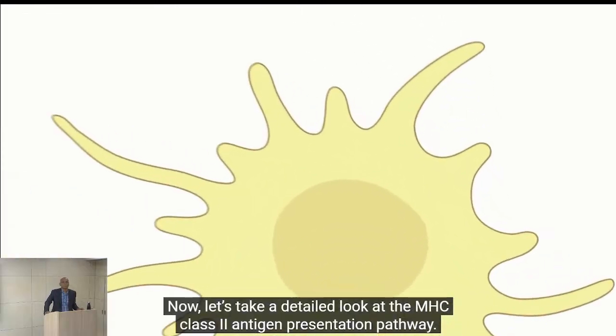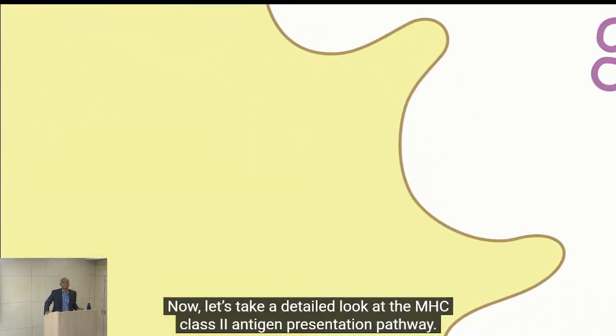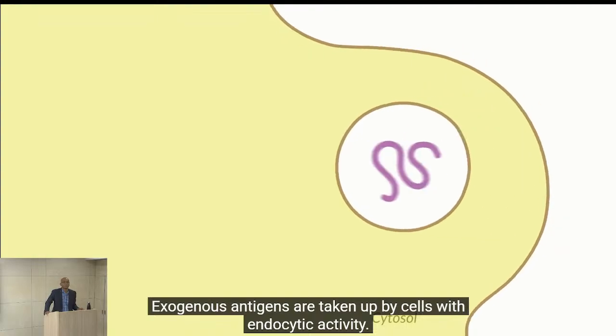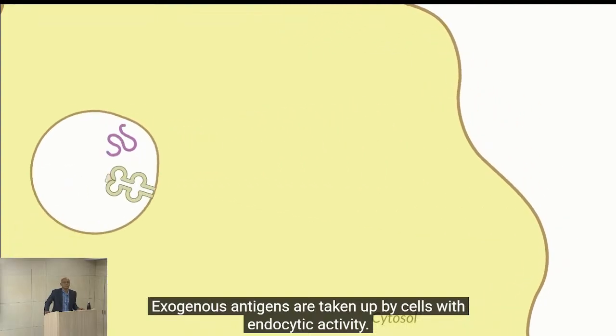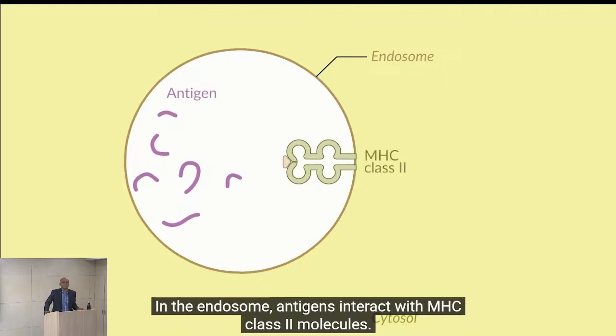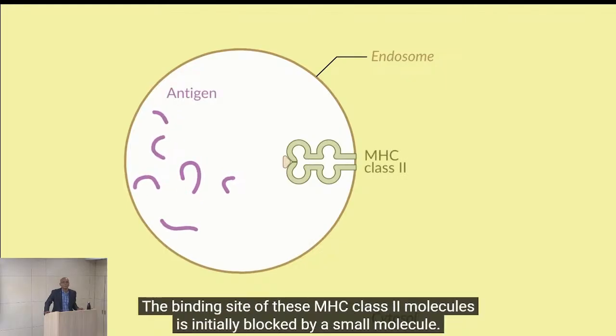Now let's take a detailed look at the MHC class 2 antigen presentation pathway. Exogenous antigens are taken up by cells with endocytic activity. In the endosome, antigens interact with MHC class 2 molecules. The binding site of these MHC class 2 molecules is initially blocked by a small molecule.